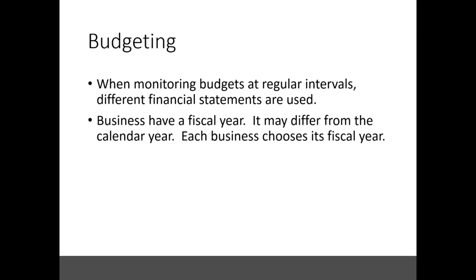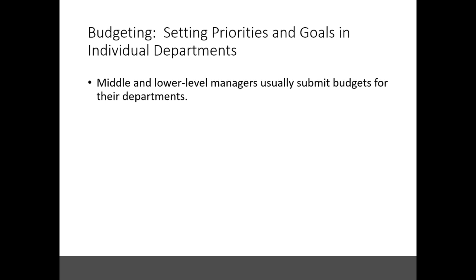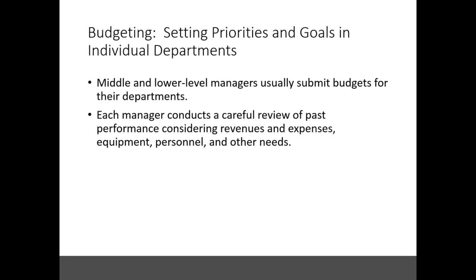So you use different financial statements. Again, we talked about this. Businesses have a fiscal year. It may differ from the calendar year, and each business chooses what its fiscal year is going to be. We talked early on about middle level managers, lower level managers, and high level managers. Usually the middle and lower level managers submit the budget. They say, here's the budget for my department. And then into that, you go back and you look at, again, past performance: what our revenue should be, what our expenses typically are, what equipment you need, what personnel you have, and everything else. So this is very similar to what we talked about yesterday, the principle of past performance.